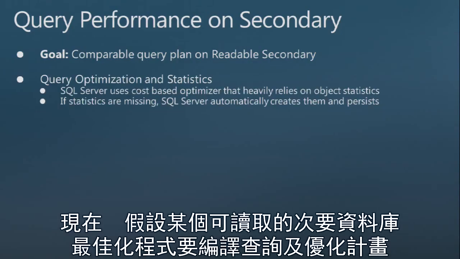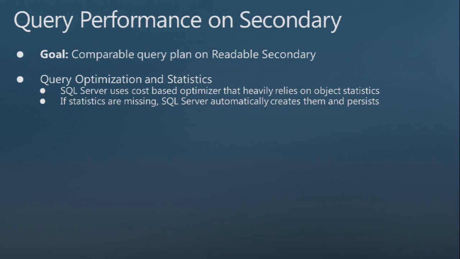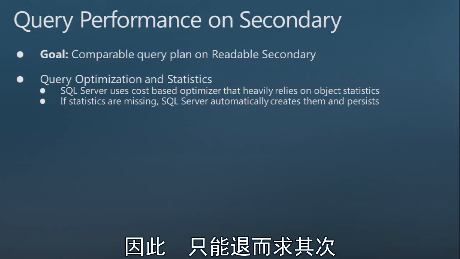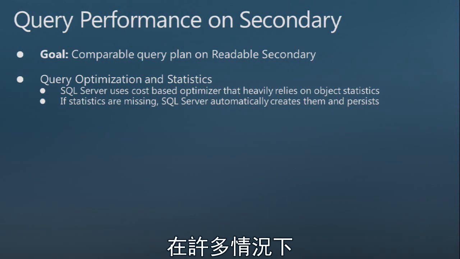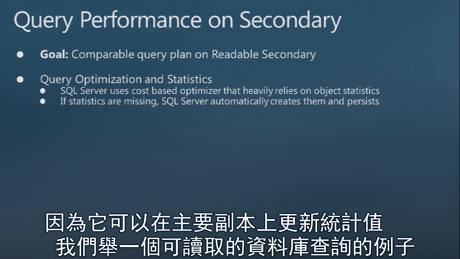Now imagine on a readable secondary, the optimizer comes and wants to compile a query and optimize the plan. It finds the stats are out of date, but it does not know what those stats are. But it cannot really refresh them because it is a read-only database. So as a result, it can come up with an inferior plan, and in many cases, that plan could take a lot longer to run on the secondary compared to if that query was submitted on the primary, because on the primary, it could have updated the stats.